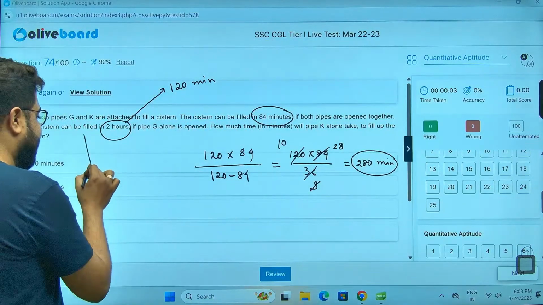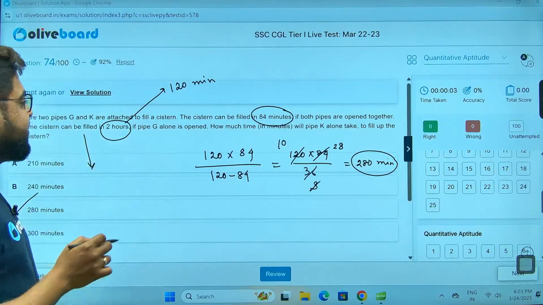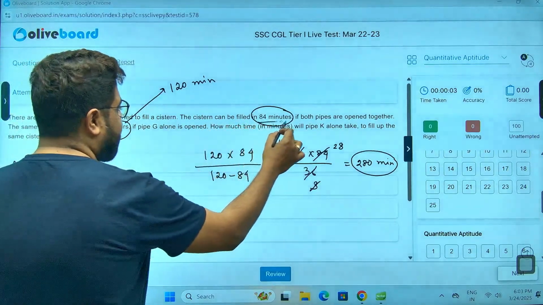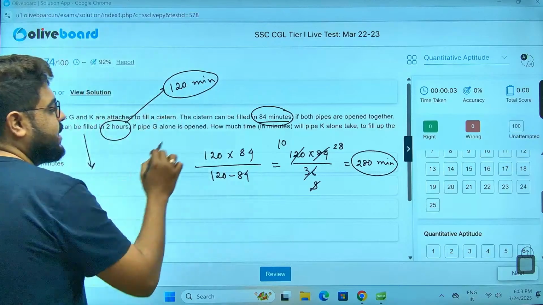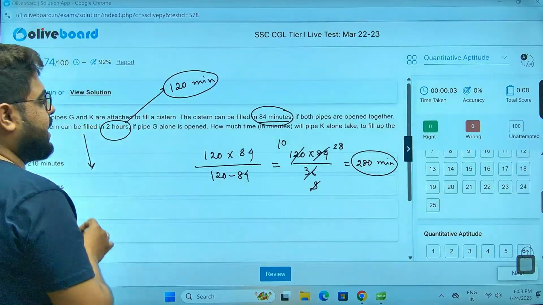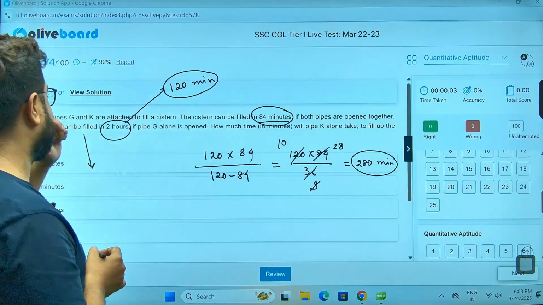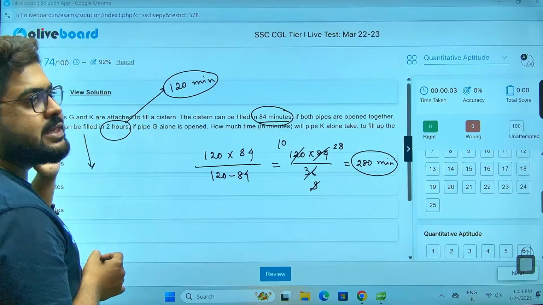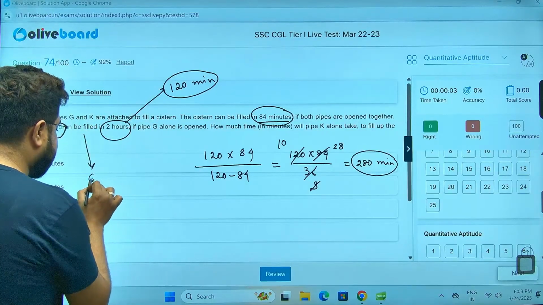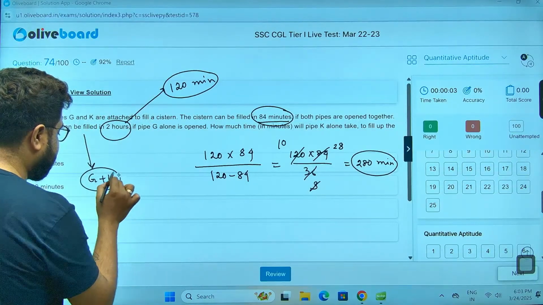Let's do it together. It will not take much time. 84 and 120 minutes. This cistern can be filled in 84 if both the pipes are open. The same cistern if G is alone open. That means G plus K. The time ratio is this.